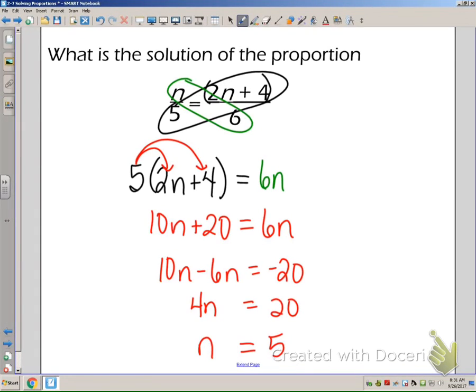Then I'm going to combine my like terms. 10n, subtract the 6n. I moved the 6n over to this side and changed it to a negative, because to get rid of 6n I would subtract it from both sides. And then I took this positive 20 and moved it over to this side. To get rid of a positive 20 I would subtract it, so it became a negative. And then I simplified. 10n minus 6n gave me 4n. 4n is equal to 20, so I divide both sides by 4, and n is equal to 5.